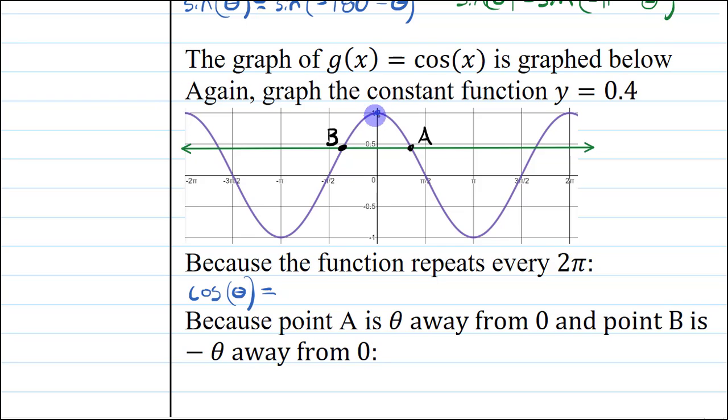For example, the height at 0 is 1. The height at 2 pi is 1. The height at negative 2 pi is 1. The height at 4 pi is 1. The height at 100 pi is 1. All those were divisible by 2 pi.